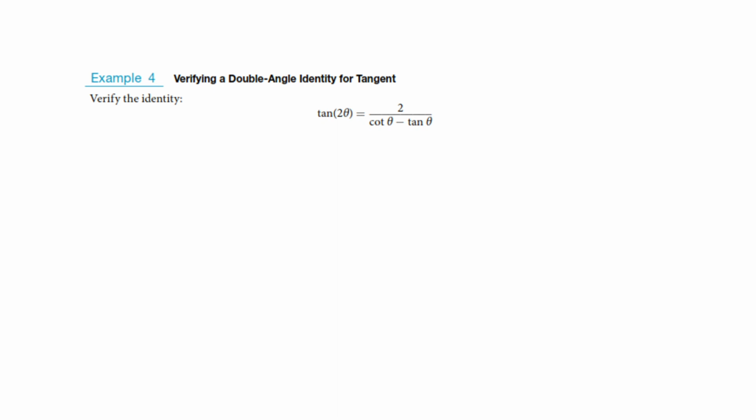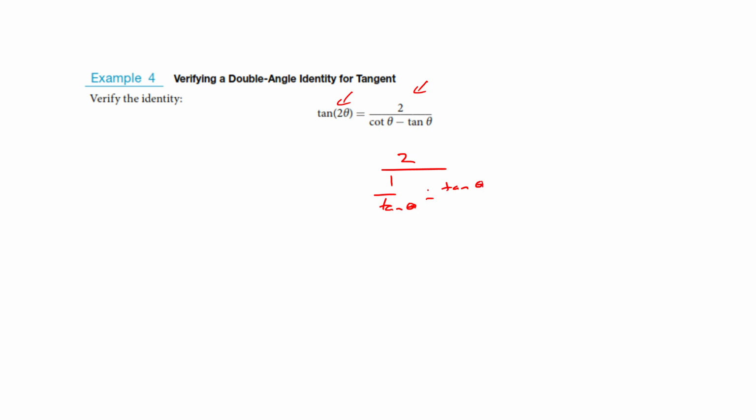Okay, this one, we want to get from tangent of 2 theta into this. Now they're going to go from the left, I believe, but I think this is much easier to go from the right, so I'm going to skip what they did here. I looked at the right and I said, well, let's see what happens. Cotangent is 1 over tangent. So I just made one substitution. I said cotangent is 1 over tangent.